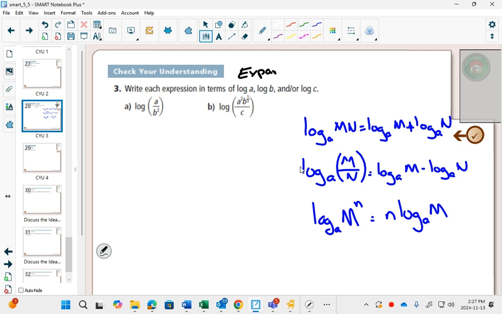it will be written as expand completely. And sometimes it'll be written like this: write each expression in terms of log A, log B, or log C. So "in terms of" means that's what you're allowed to have on the other side, but nothing else inside of a logarithm. Only A can be inside of the log, only B, not A and B at the same time. And so this is called expanding completely.